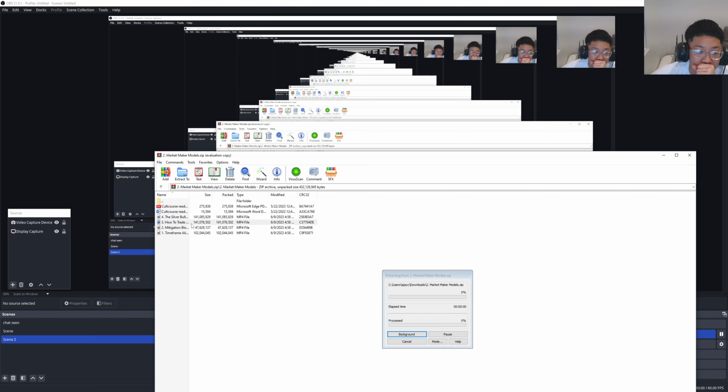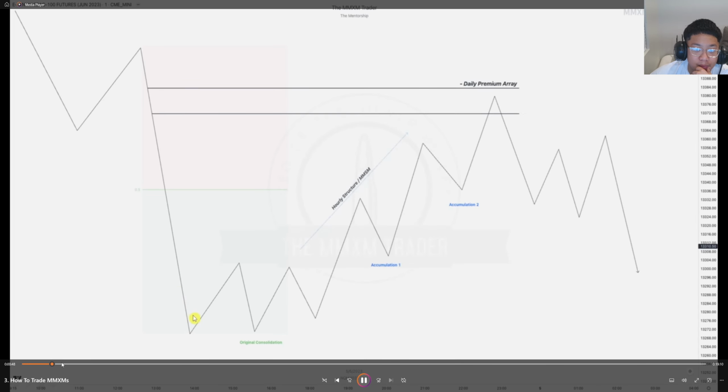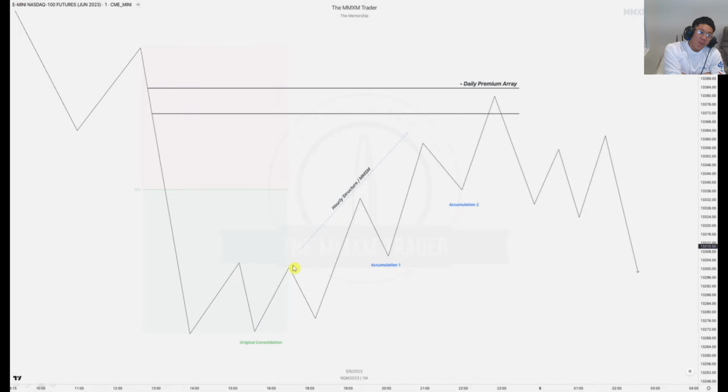All right. Okay. Now let's move on to how to trade those market maker models. Daily array to a one where the original consolidation has formed, right? On the lower end of this discount, we've got that original consolidation. Hourly structure, right? Moving up, accumulation phase number 1. Let me repeat that. So we've got this original consolidation down in discount over here. So we know this is going into the buy side of the curve.